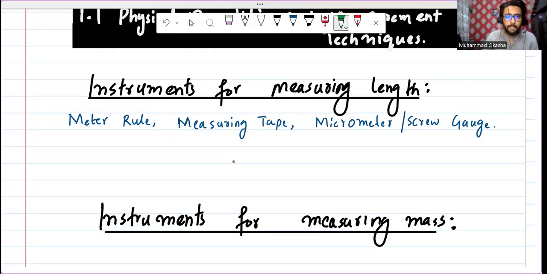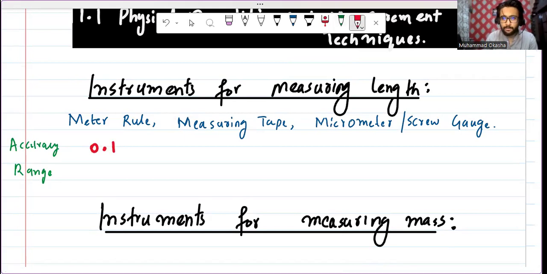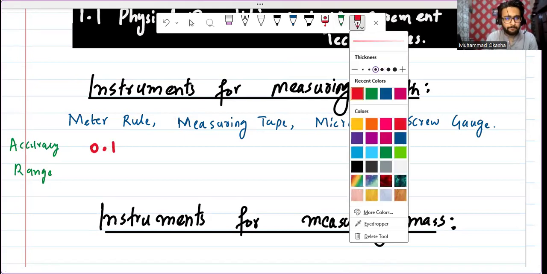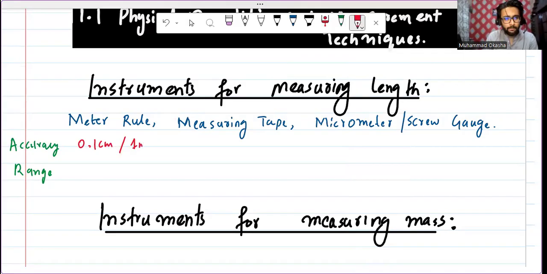Of course, there are a lot more. Each instrument has its specific purpose, and each instrument has its specific accuracy and range. Accuracy means the minimum length it can measure, and range means the maximum length it can measure. So the accuracy for the meter rule is that the smallest length it can measure is 0.1 centimeters, or I can say 1 millimeter.